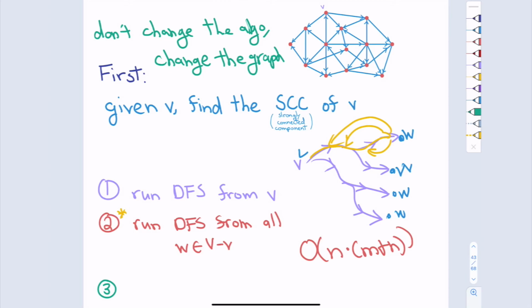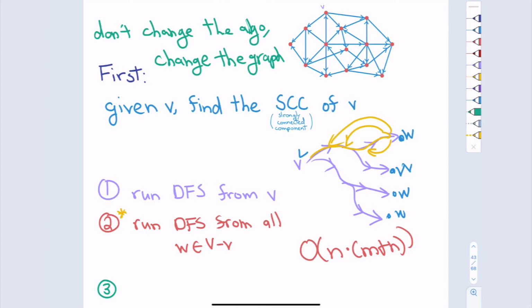My goal is to find all the vertices that can reach V. An idea was to change DFS, and I'm saying don't change DFS, change how you use it. We can reverse all the edges in the graph, right? So if W can reach V, then V can reach W in the reverse graph. So I can reverse all the edges and then run DFS from V, just once. And moreover, I don't have to prove anything. I'm not inventing a new algorithm.